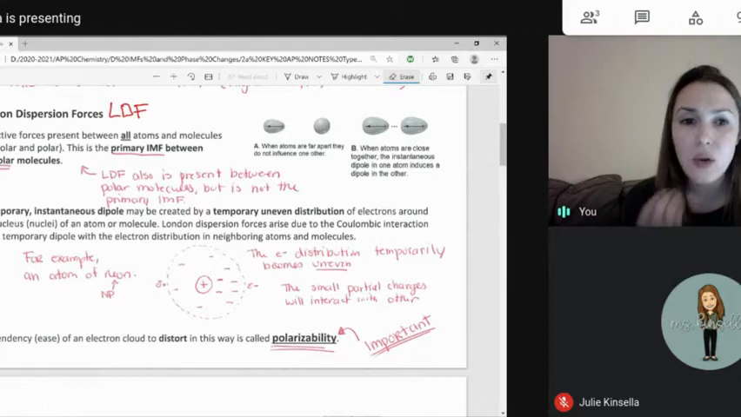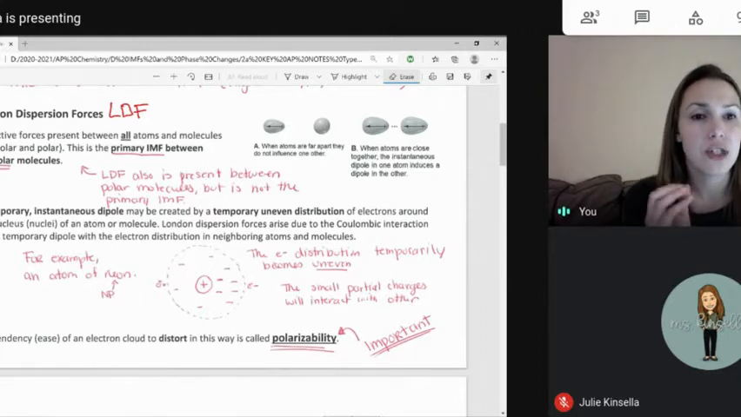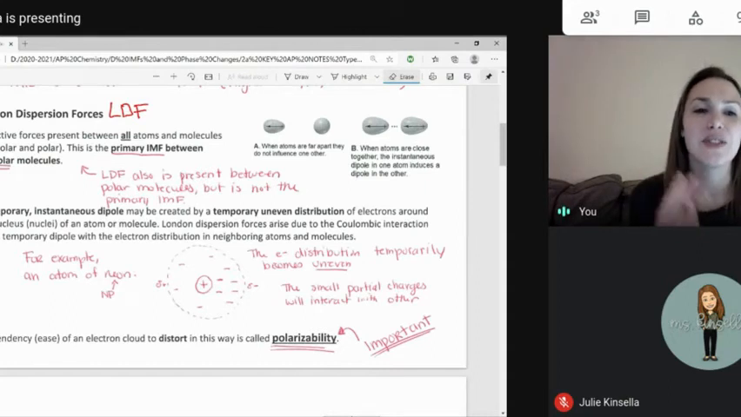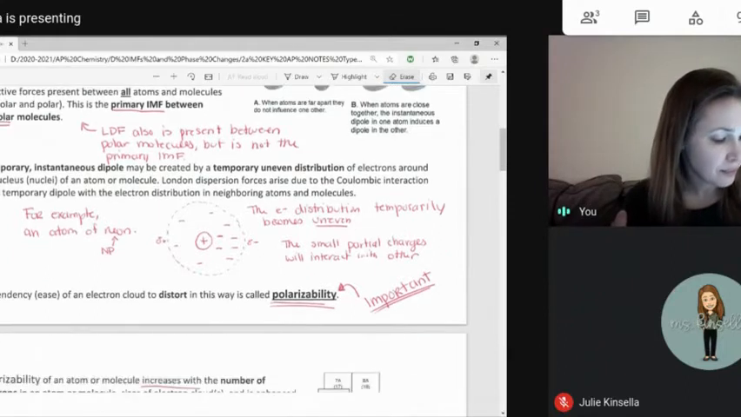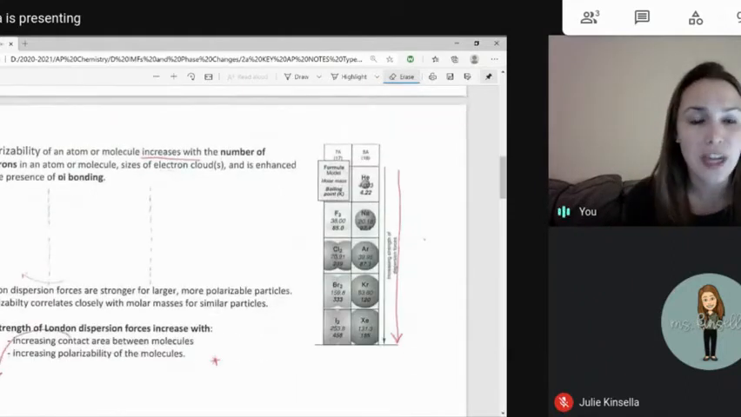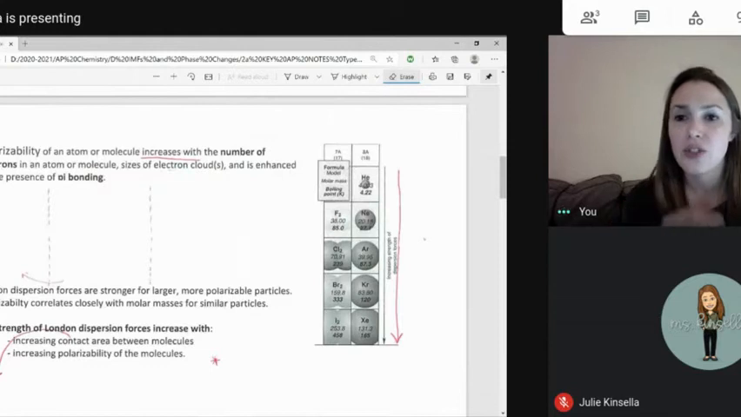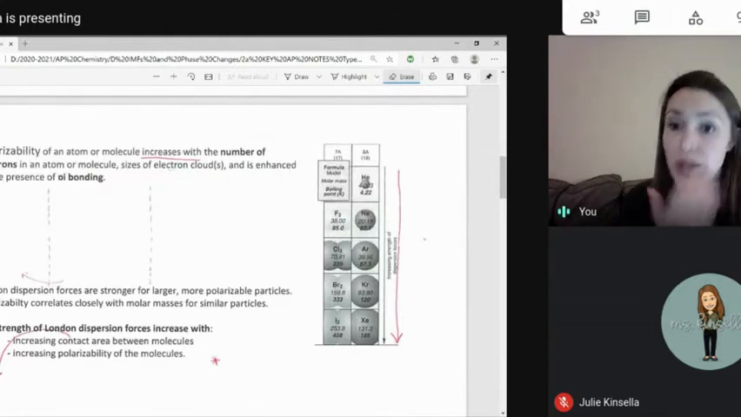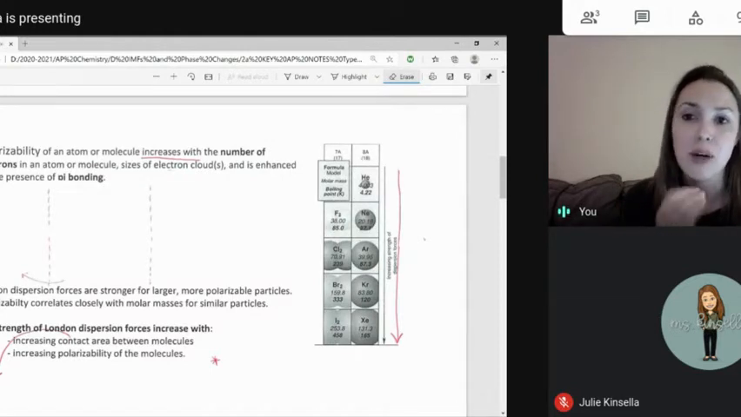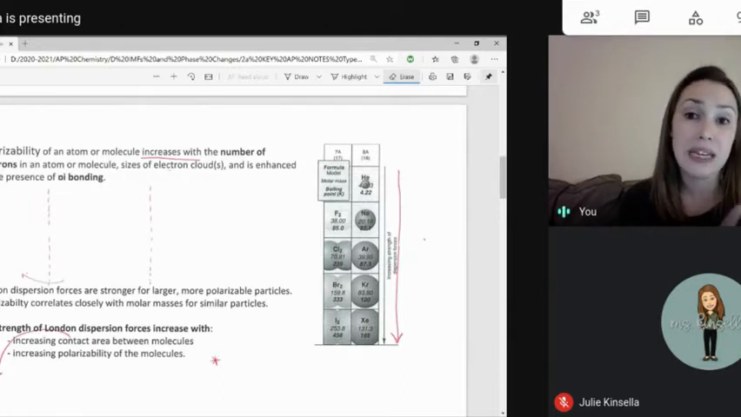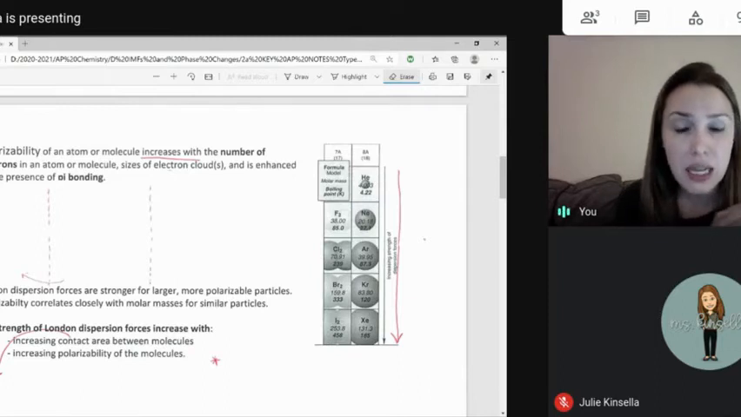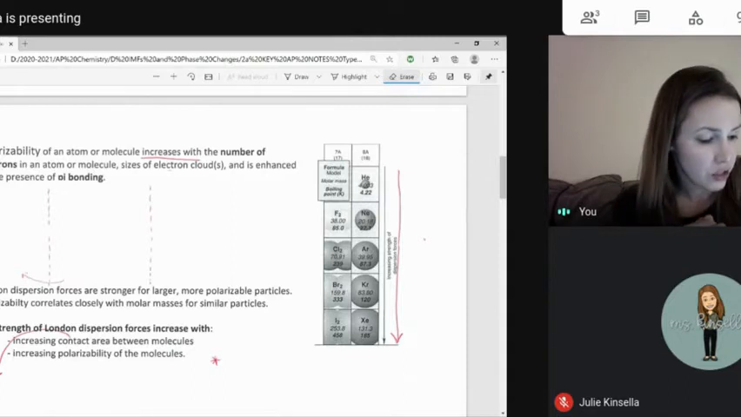So the tendency, or how easy it is for an electron cloud to distort, is called polarizability. I would highlight this. This is incredibly important. You're going to hear me talk about polarizability a lot the next couple lessons. So what influences polarizability? One big thing is that polarizability is going to increase with the number of electrons in an atom or molecule. It's going to be influenced by the size of the electron clouds, and it's also enhanced by pi bonding.